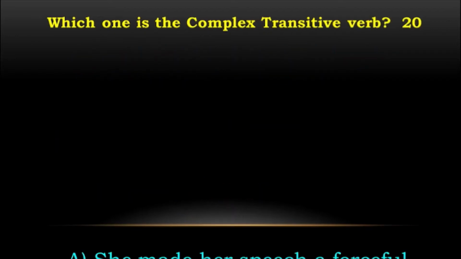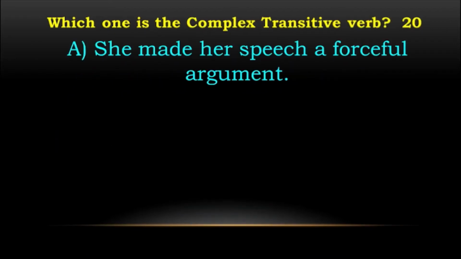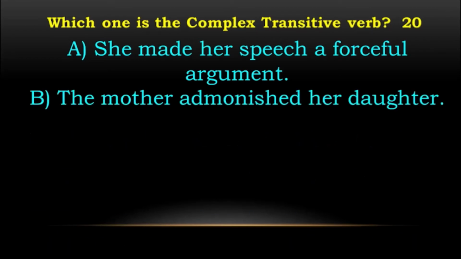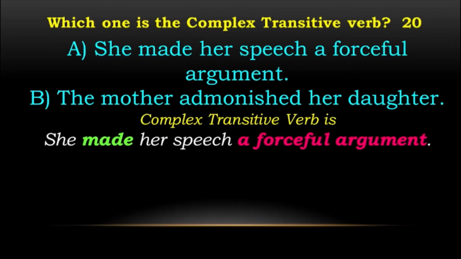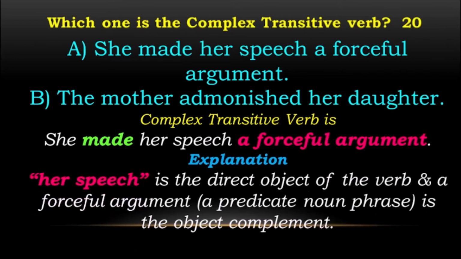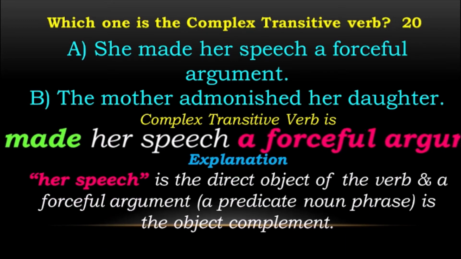The last one is there, again a complex transitive verb. She made her speech a forceful argument. The mother admonished her daughter. Yes, the complex transitive verb is the first one. She made her speech a forceful argument. A forceful argument is a noun phrase, and her speech is the direct object in this sentence. She made her speech a forceful argument.